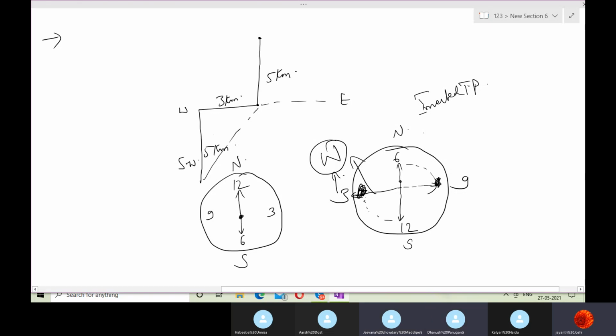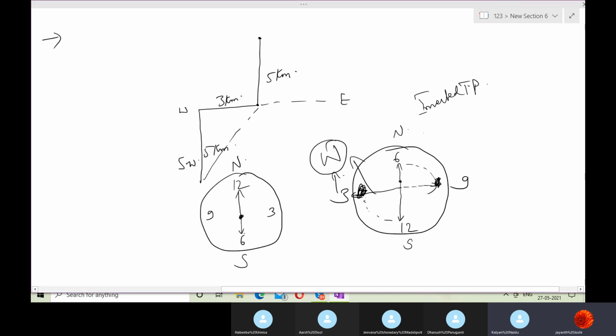Anyone has got any doubts? No, sir. Kalyan, did you understand? Yes. Kalyan, did you understand this? Yes, sir. What did you understand? Can you explain to me? Yes. Hello.